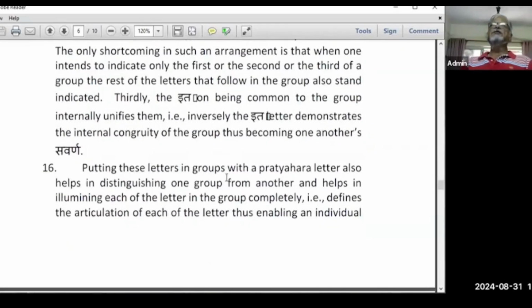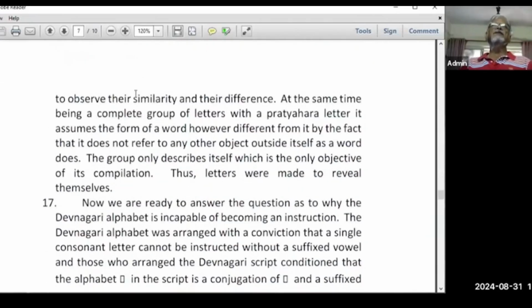Putting these letters in groups with a pratyahara letter also helps in distinguishing one group from another and helps in illumining each of the letters in the group completely. That is, it defines the articulation of each of the letters, thus enabling an individual to observe their similarity and their difference.